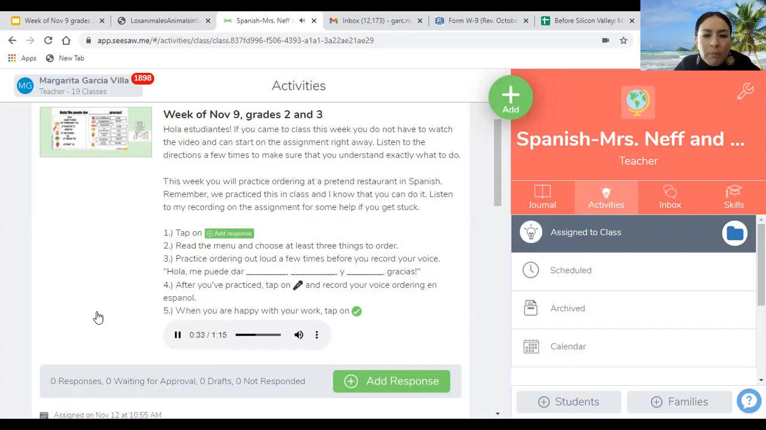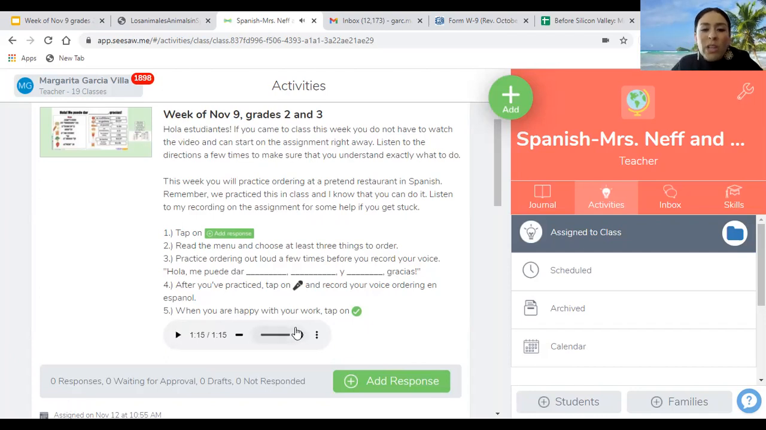1. Tap on Add Response button. 2. Read the menu and choose at least 3 things to order. 3. Practice ordering out loud a few times before you record your voice. You're going to say, Hola, ¿me puede dar y gracias? Estudiantes, when I said that's when you fill in the blank with the things that you want to order in Español. 4. After you've practiced, tap on the mic and record your voice ordering in Español. 5. When you are happy with your work, tap on the green check button.